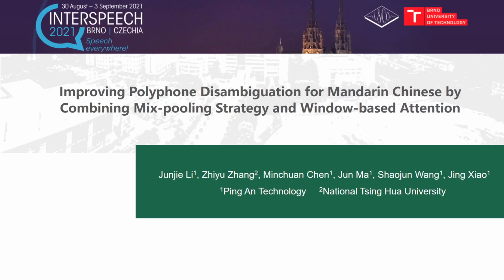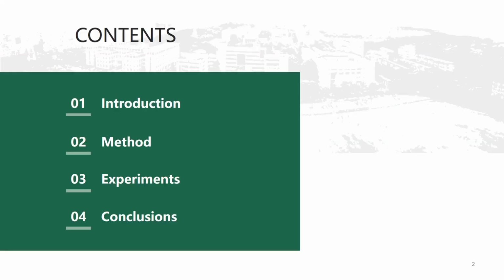The topic of my paper is improving polyphone disambiguation for Mandarin Chinese by combining mixed pooling strategy and window-based attention. The outline of my talk is as follows. The first part is the introduction, and the second part is the method. The third part is the experiments, and the final part is the conclusions.